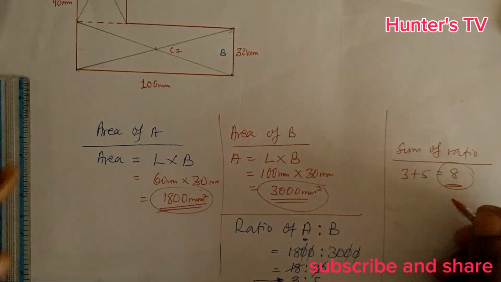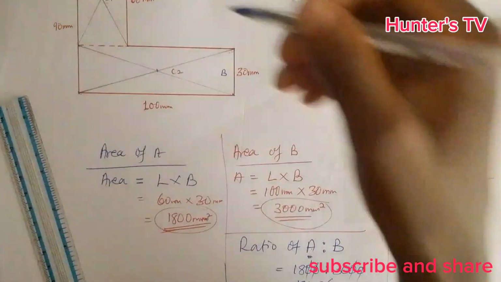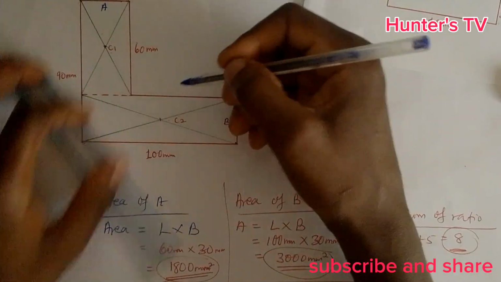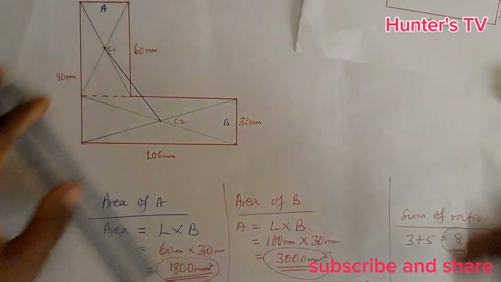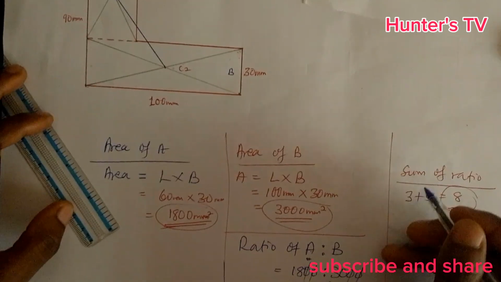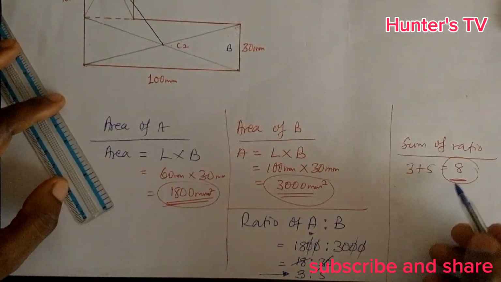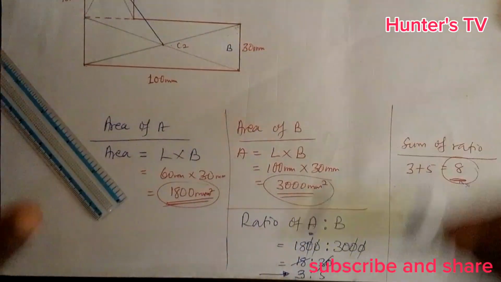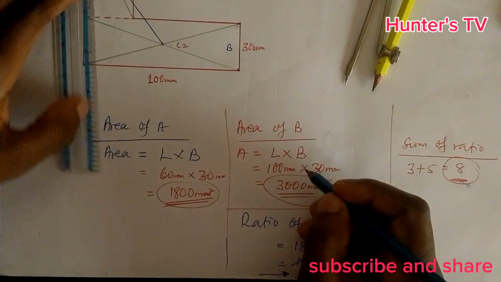Next step, after getting the 8, join centers, join C1 to C2, join this to this. Use a faint line. I'm using this. Draw a line to connect center 1 and center 2. Then you divide this line, divide line C1, C2, into 8 equal parts. Okay, that's the sum of ratios. You are going to divide this line using the division of line method. How do you do it?